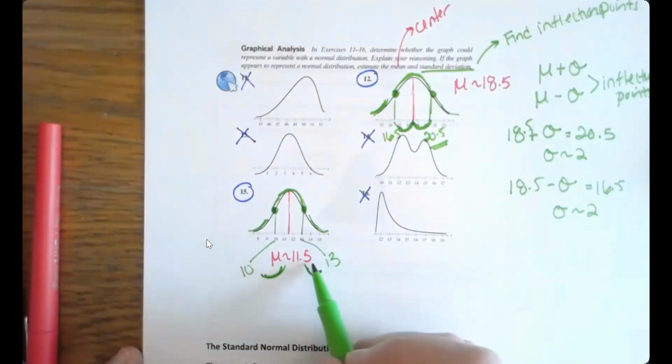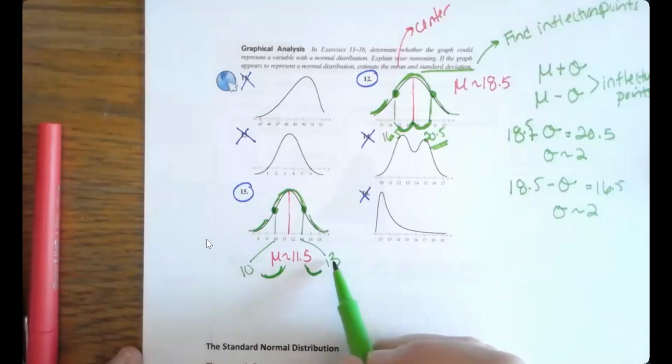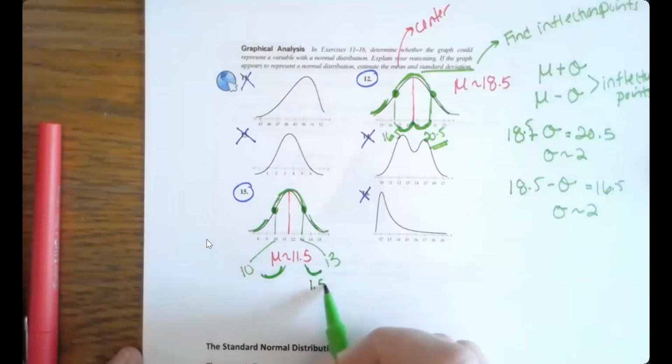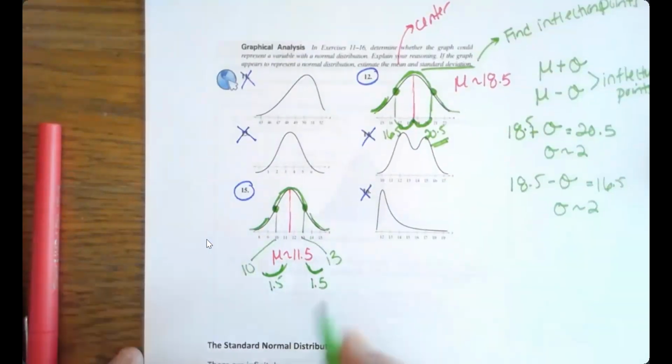So from 11.5 to 13, it looks like a change of about 1.5. And from 10 to 11.5, again, we also see that same 1.5 change. So our estimation for sigma would be about 1.5.